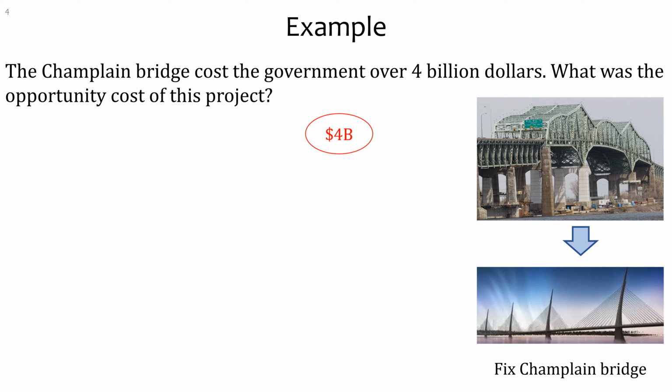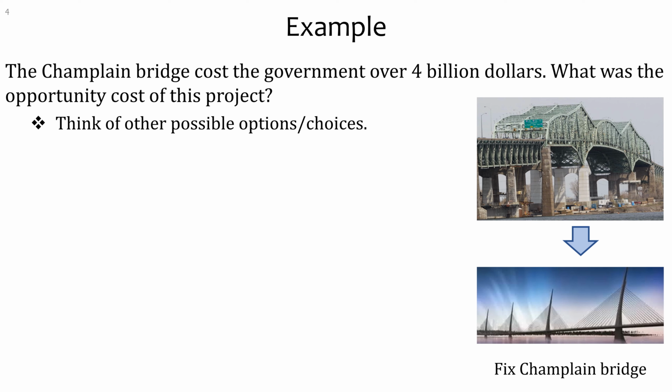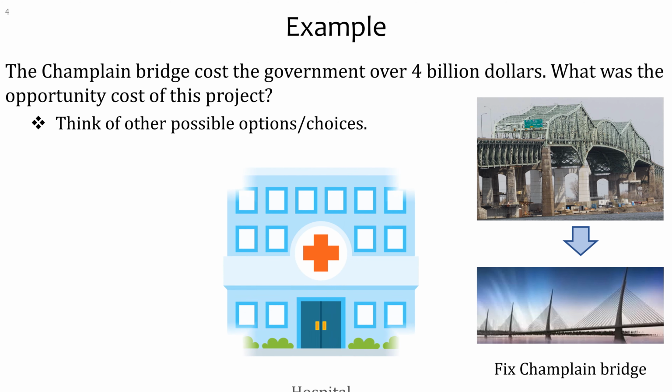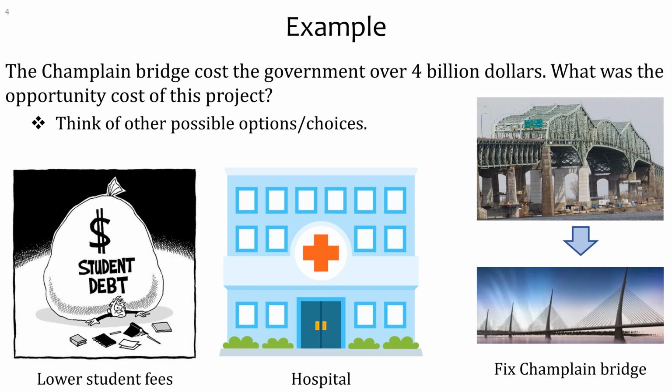Opportunity cost is about the hidden cost. So this is important. You might want to write it down. The dollar value is not the opportunity cost. You must think about what else the government could do with those $4 billion. So what are the other options of the government? So for instance, think of other projects, maybe building a hospital, or maybe spending that to reduce student fees. That could be an opportunity cost.